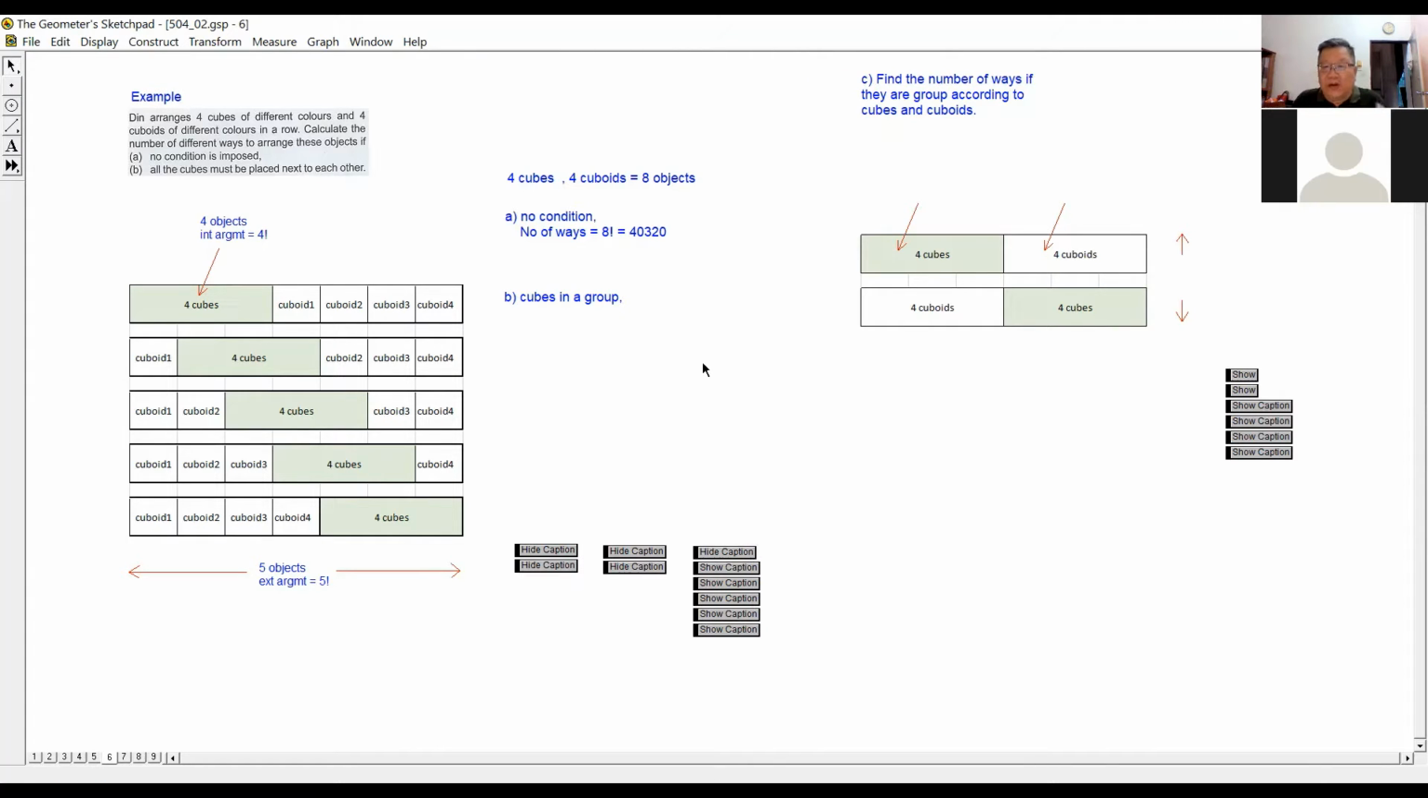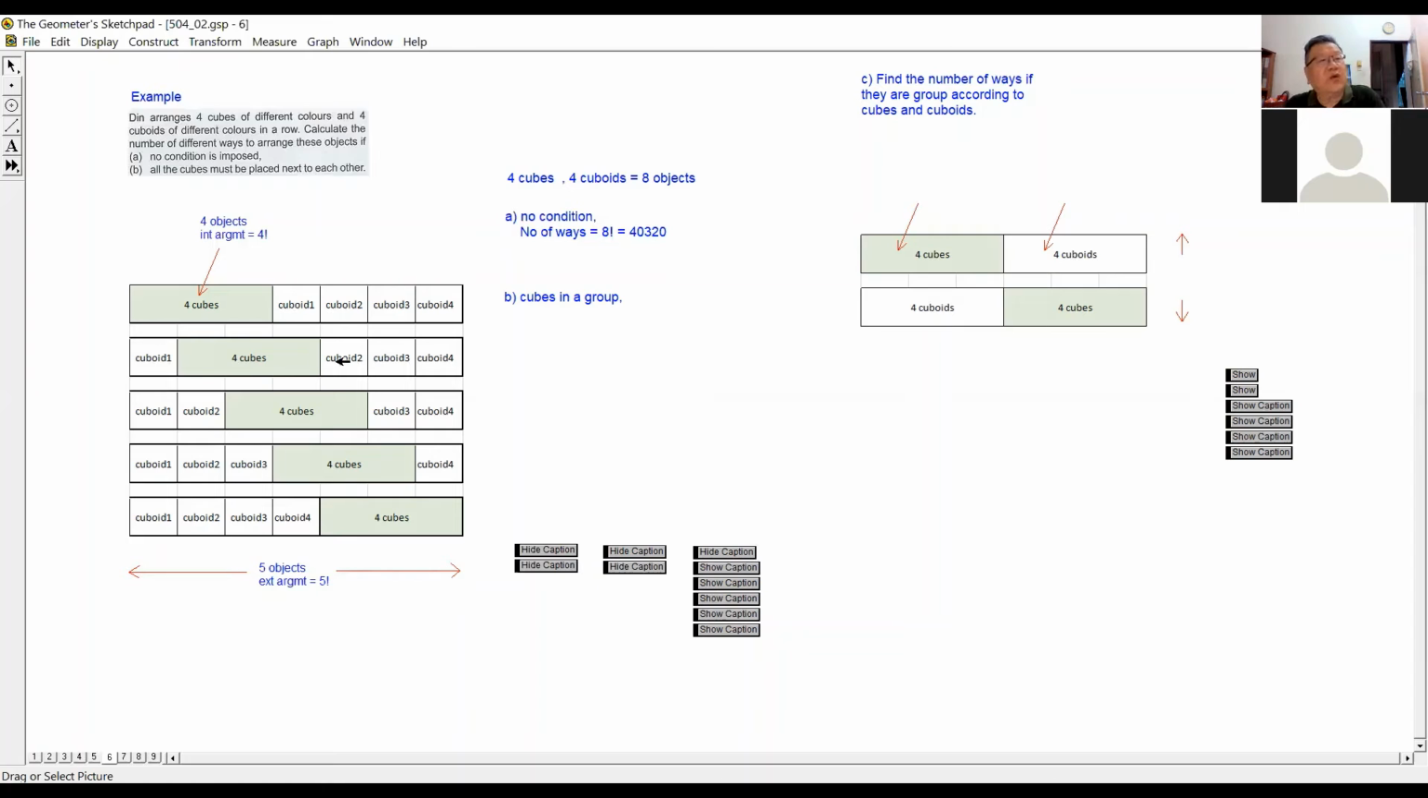This means that the cubes are all inside one group. Cubes inside one group means cube, cube, cube, cube, cuboid, cuboid, cuboid, cuboid, or cuboid, then cube, cube, cube, cube, cuboid, cuboid, cuboid, like that. So it will be like this.